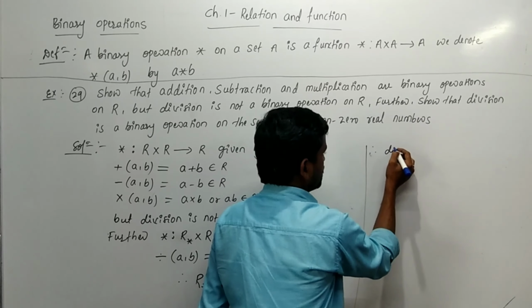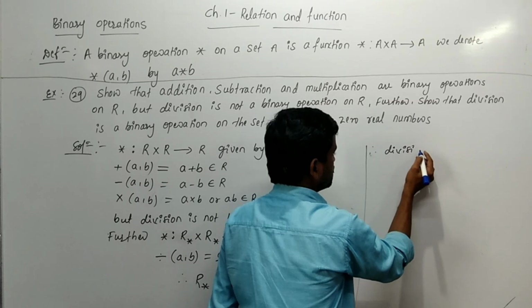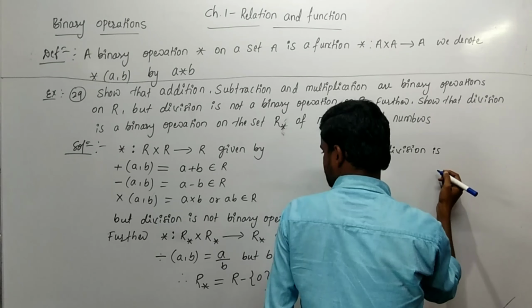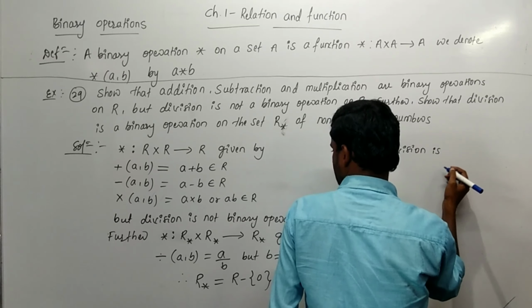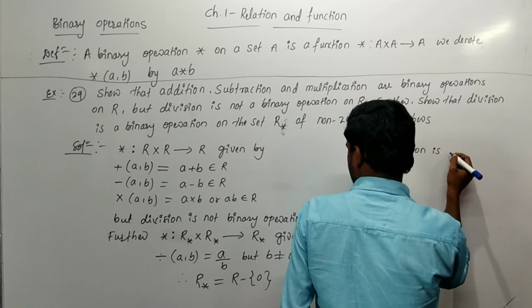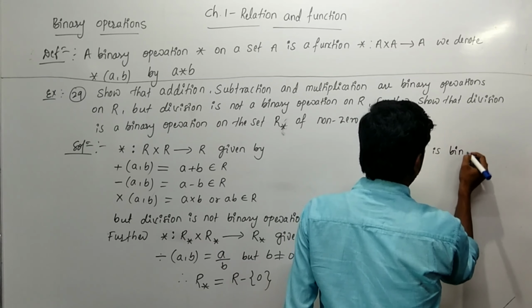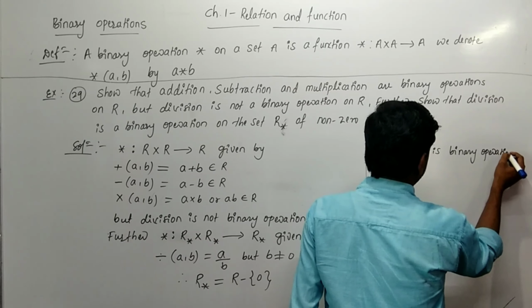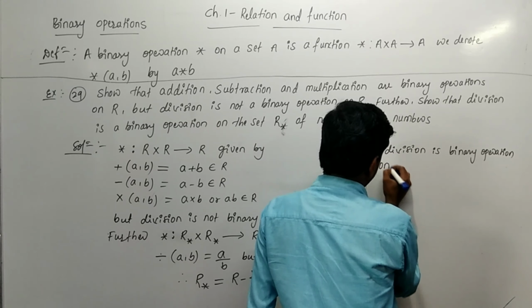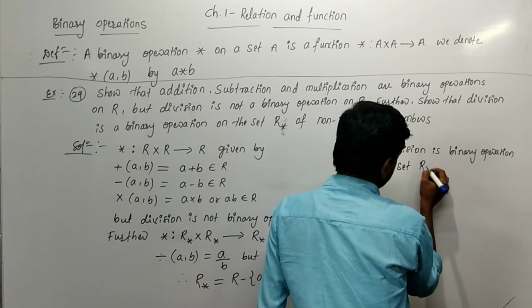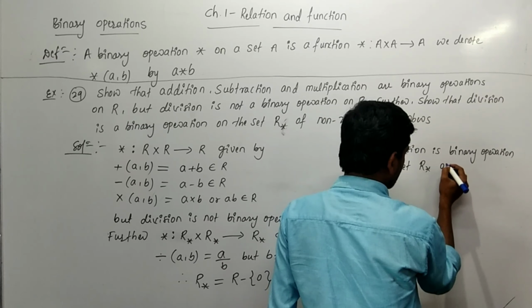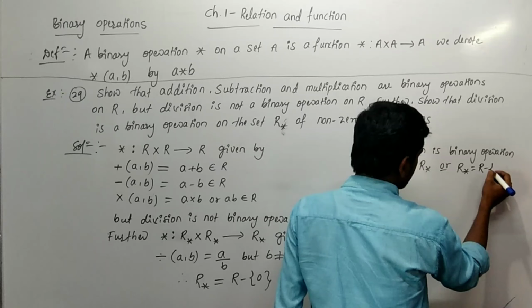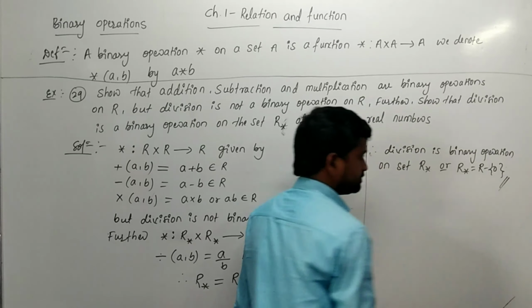Therefore, division is a binary operation on set R star, where R star is equal to real numbers except 0.